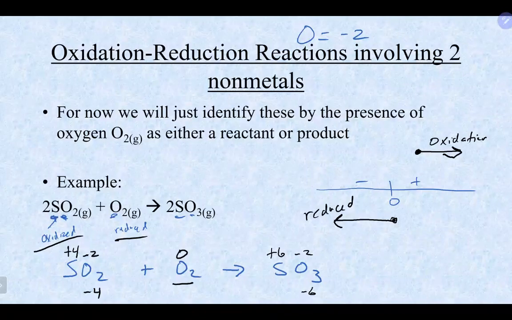So just knowing those few little rules that I wrote on the other slide is enough to probably allow you to figure out the oxidation states of everybody, which makes figuring out what's going on, is it being oxidized or reduced, a lot easier. Other questions on that?